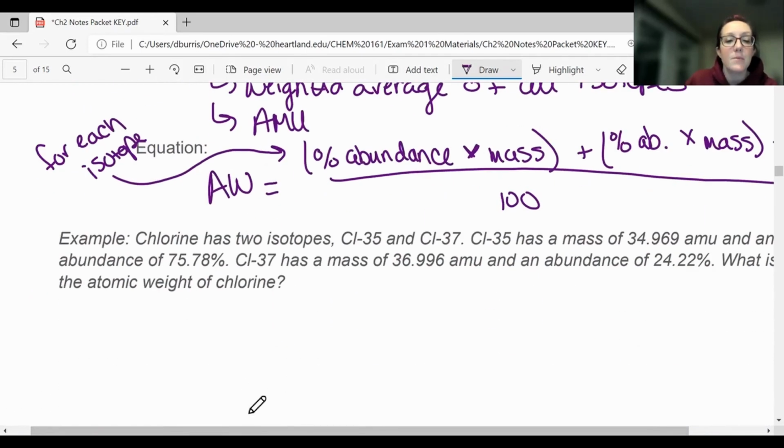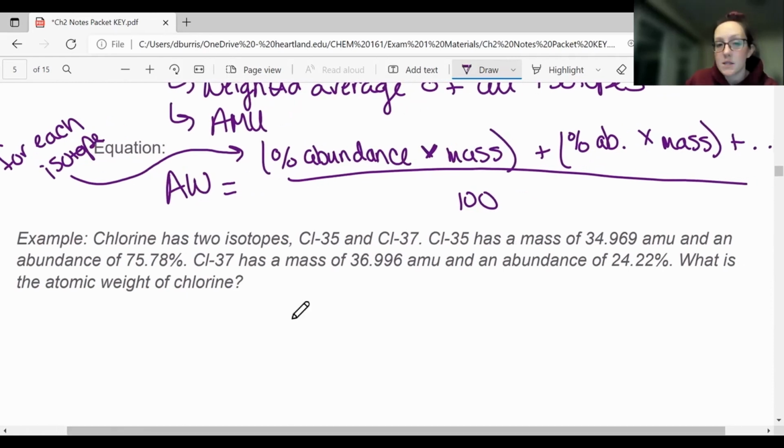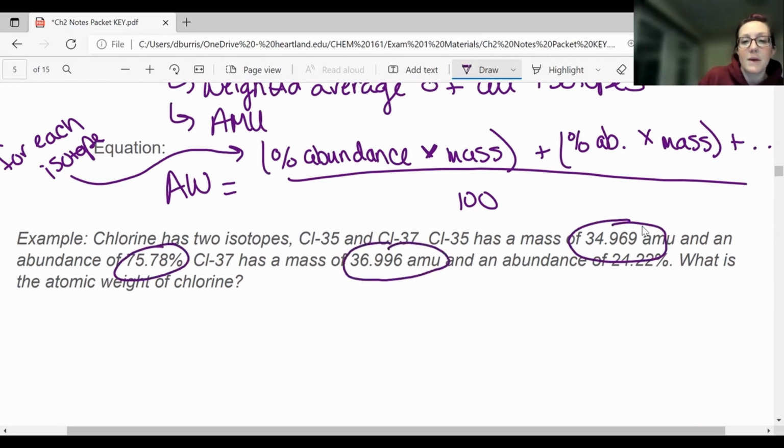So I'm gonna do this example. As an example, chlorine has 2 isotopes. You can be chlorine 35 or chlorine 37, meaning their mass numbers are 35 or 37. Chlorine 35 has this mass. Okay, so I have this mass and an abundance of 75.78%. And then 37 has this mass and an abundance of 24.22%. What is the atomic weight?